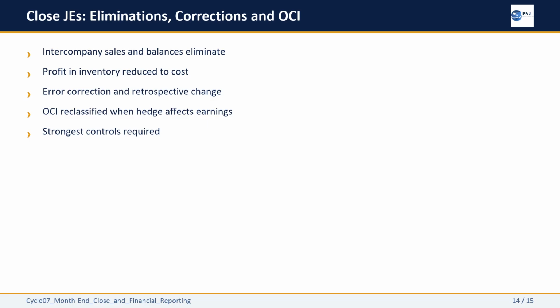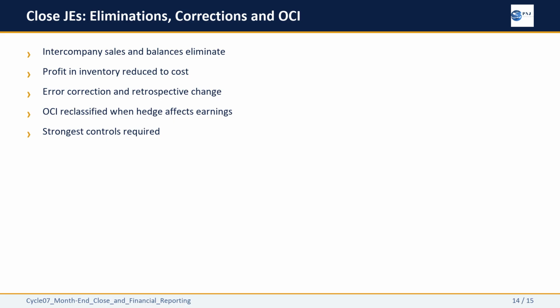The final cluster handles consolidation eliminations and special adjustments. The intercompany sales elimination debits intercompany revenue and credits intercompany COGS. The balance elimination debits intercompany accounts payable and credits intercompany accounts receivable. The profit elimination debits retained earnings and credits inventory, reducing consolidated inventory to cost.